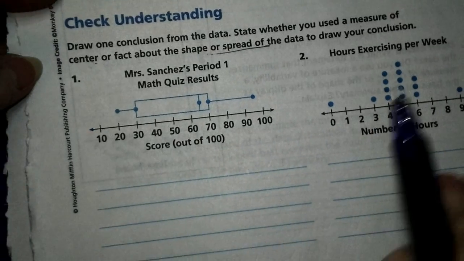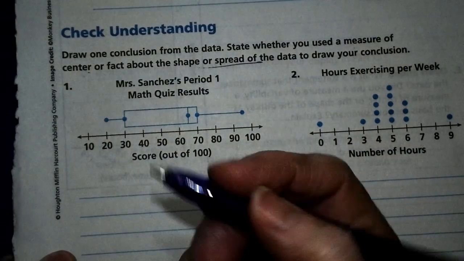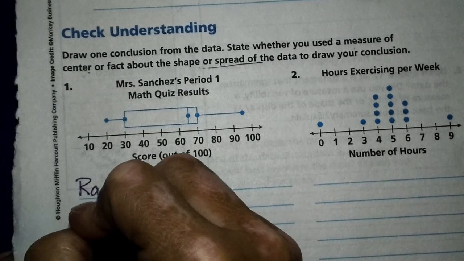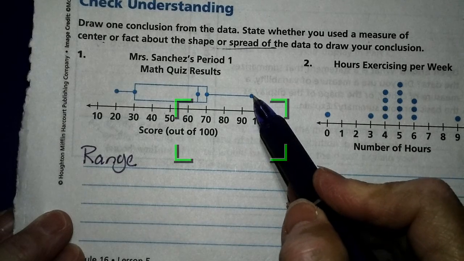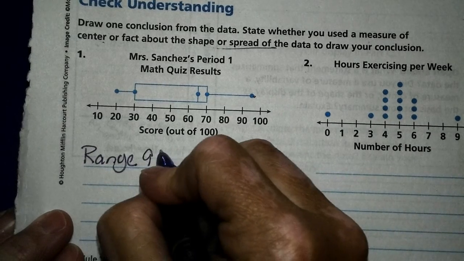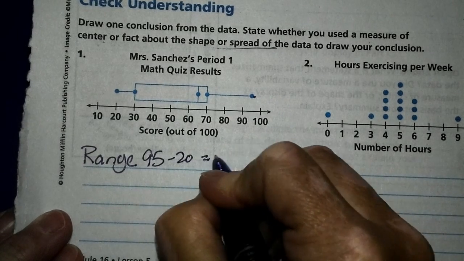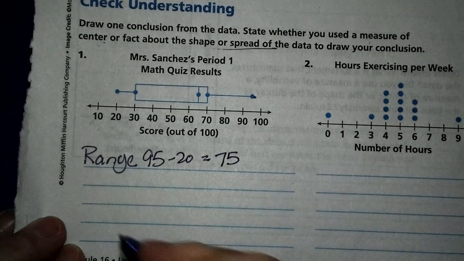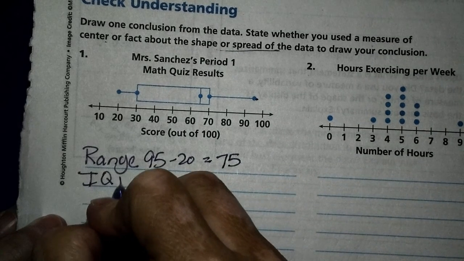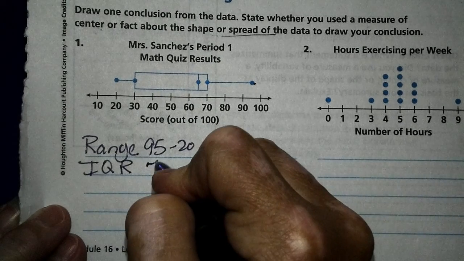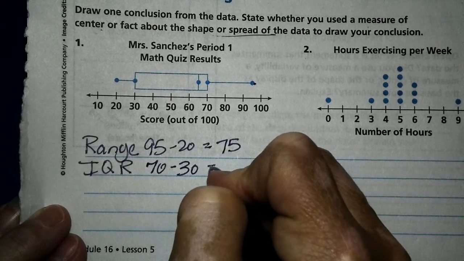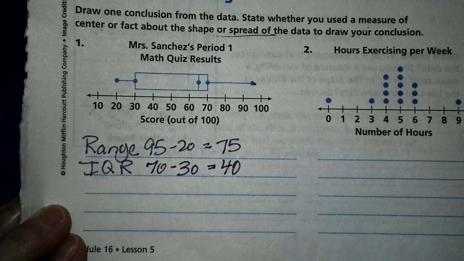All right, so we're going to use a bunch of things. We can use the range, and it looks like it's 95 and 20, so 95 minus 20 gives me 75. We can do the interquartile range. So that would be 70 minus 30, which gives me 40.